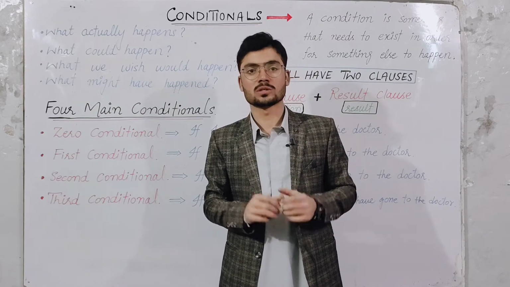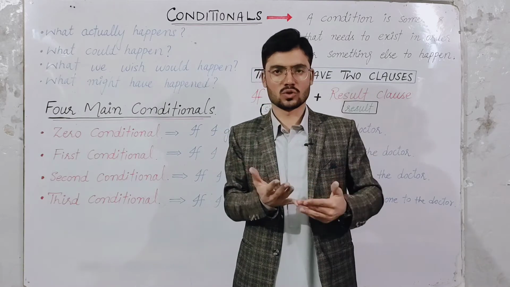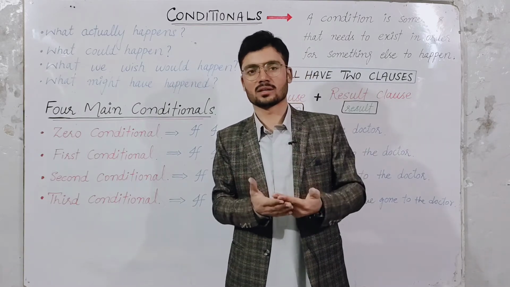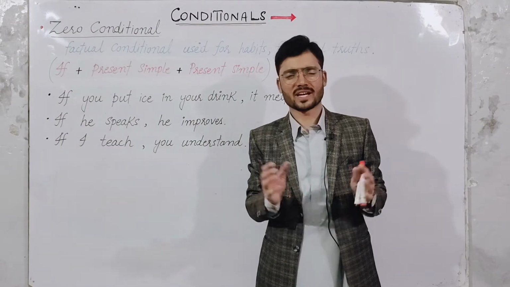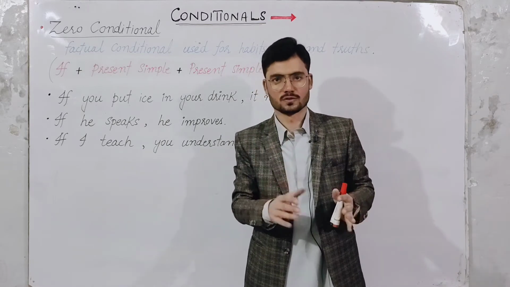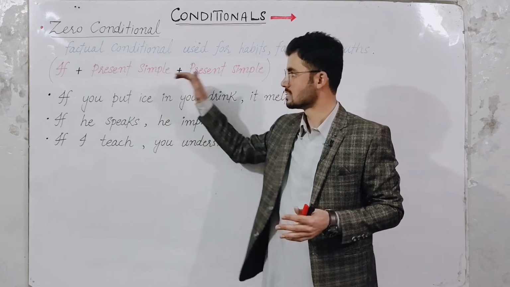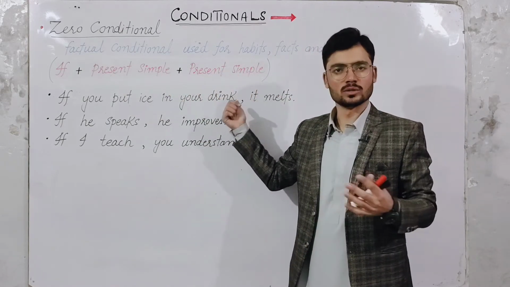Now we'll switch to the details of the conditionals one by one: the zero conditional, first conditional, second conditional, and third conditional. Zero conditional is the factual conditional. It is used for habits, facts and truths. Zero conditional has present simple in both the clauses, in the if clause and in the result clause.